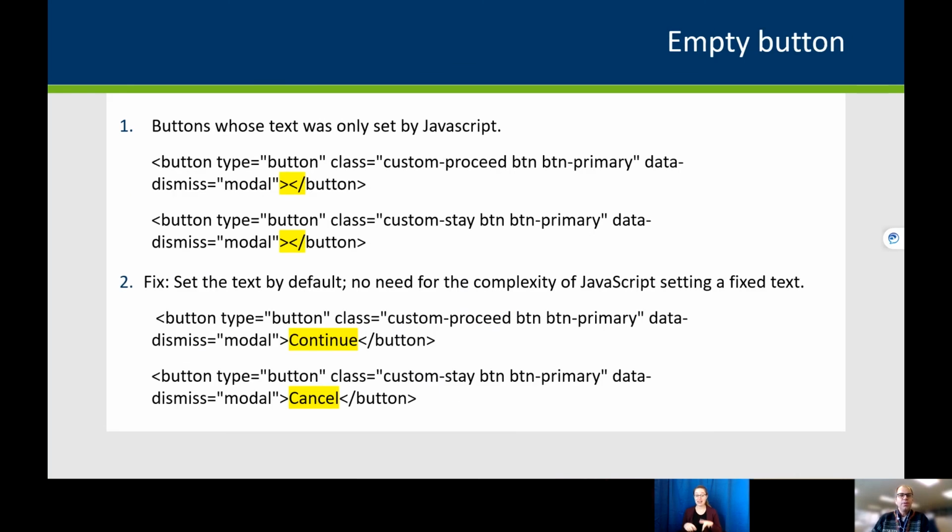Empty button. Buttons whose text was only set by JavaScript. For example, it would just have your button element with various classes, data dismiss equals modal, and then there's no text for the button. The fix was to set the text by default. There's no need for the complexity of JavaScript setting a fixed text. So the first button was simply a continue button. The second button was simply a cancel button. So we used the appropriate text for those buttons.